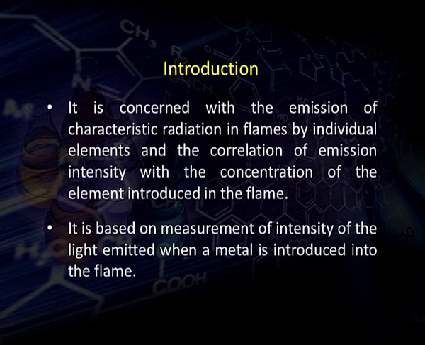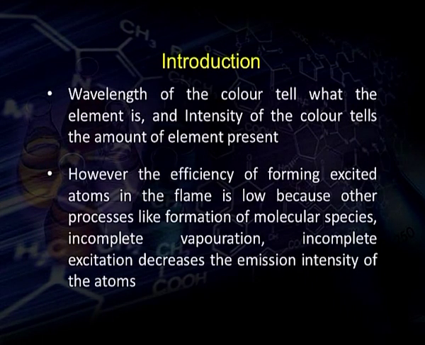It is based on measurement of intensity of the light emitted when a metal is introduced into the flame. The wavelength of the color tells what the element is, and the intensity of the color tells the amount of element present. So, we can get both the information, type of element and the amount of element present in the sample. However, the efficiency of forming excited atoms in the flame is low because other processes like formation of molecular species, incomplete vaporization, incomplete excitation decreases the emission intensity of the atoms.